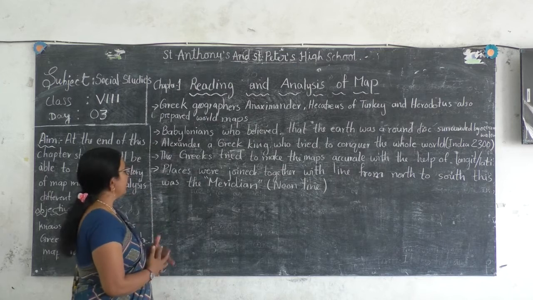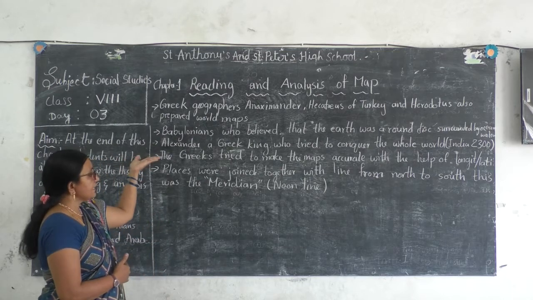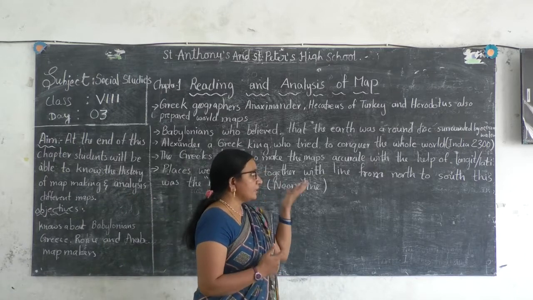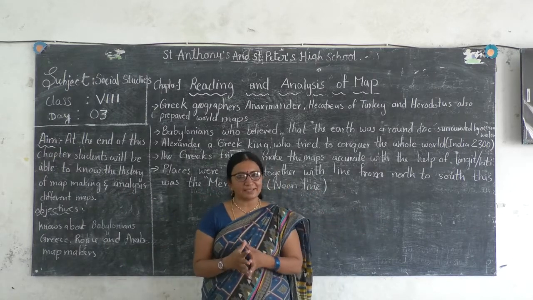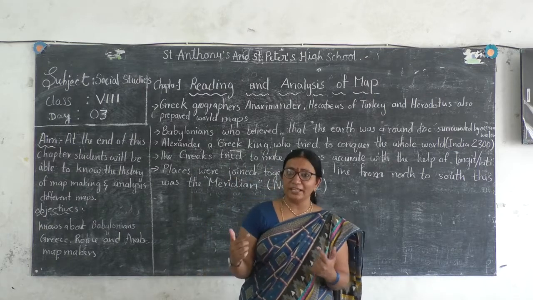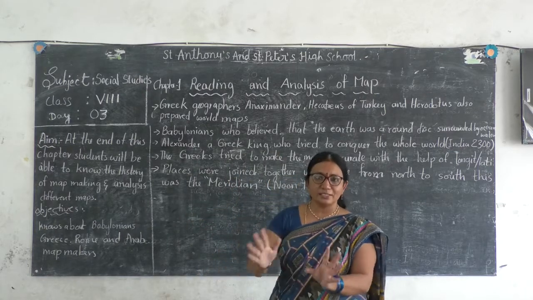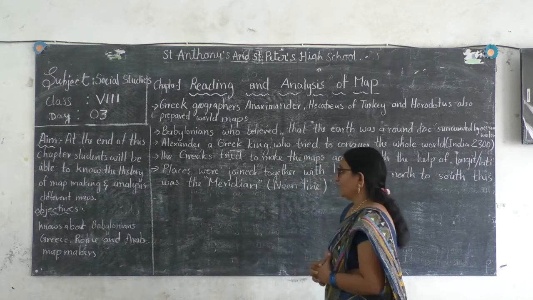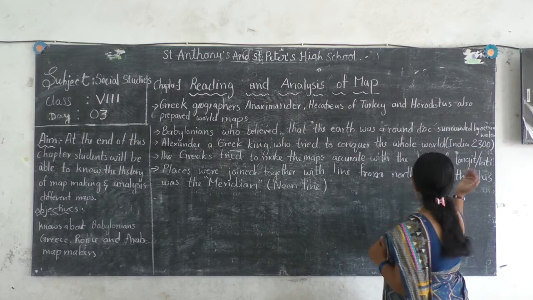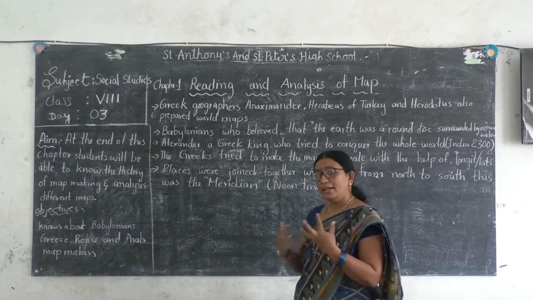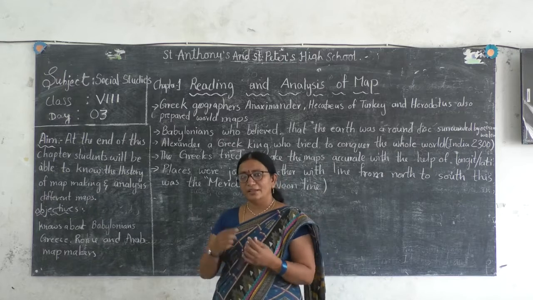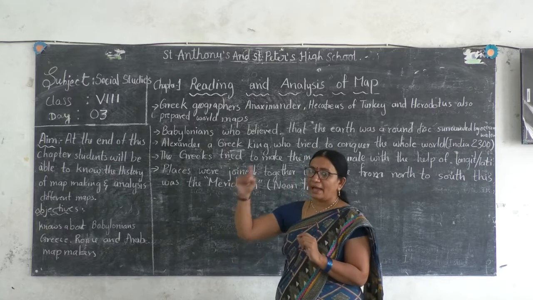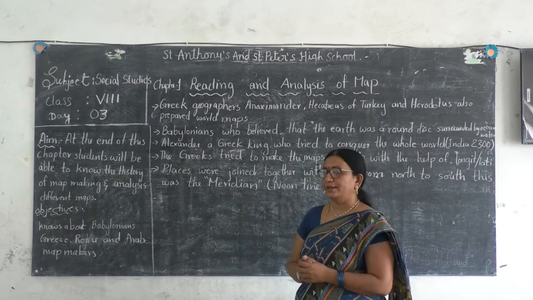Then Alexander, a Greek king, tried to conquer the whole world. You know about Alexander, and he believed that if he conquered all these 3 continents, he would conquer the entire world. So he came to India 2300 years ago, and according to him, he also made a mapping of the entire world.